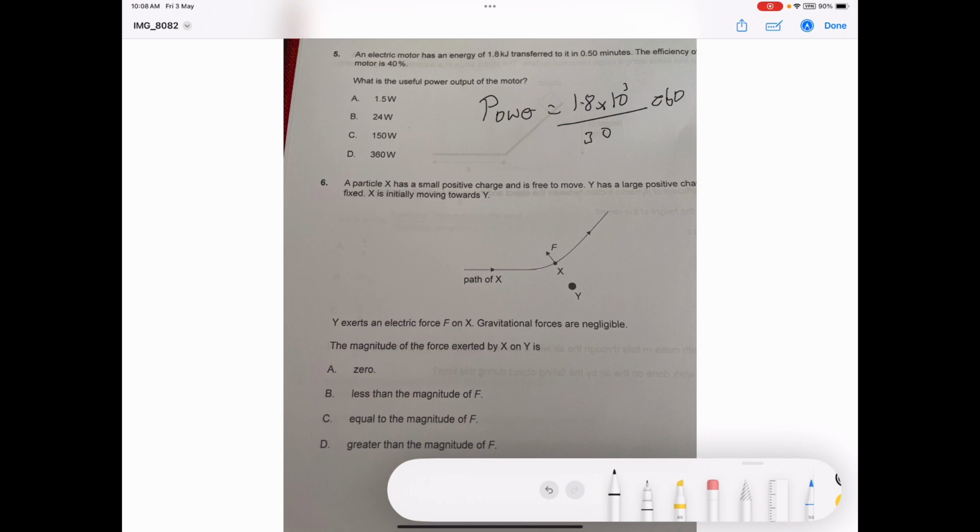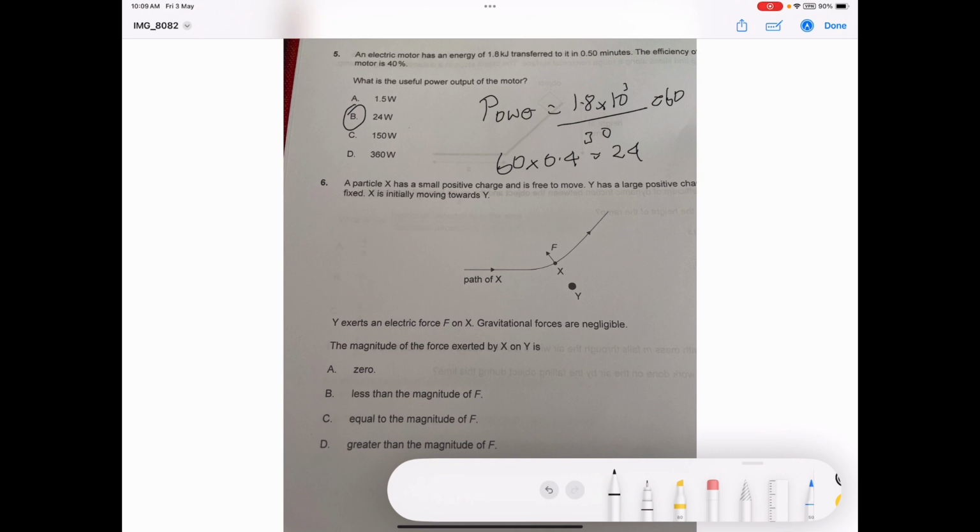But the efficiency of the motor is only 40%. So we're going to have to multiply that by 40% to get the useful power output. So it's going to be 60 by 0.4. It's going to be equal to 24. The answer is B.